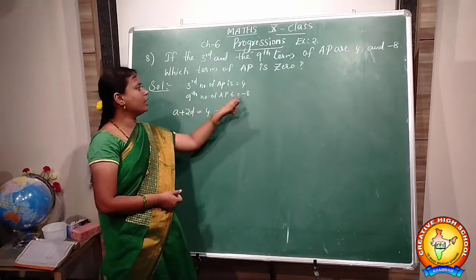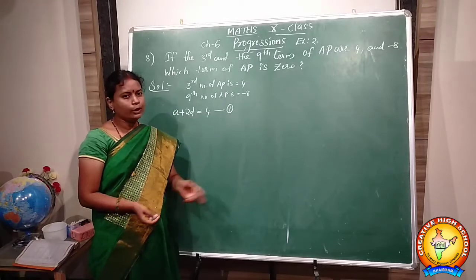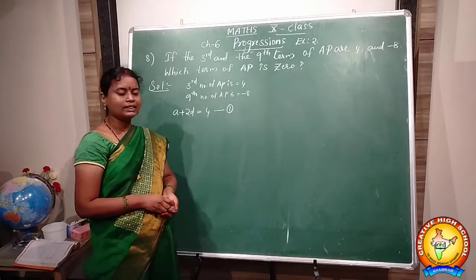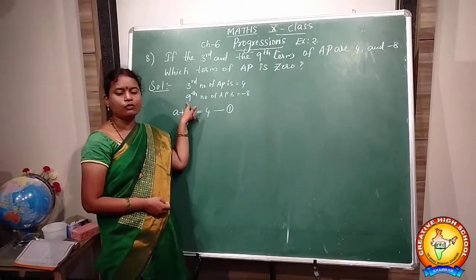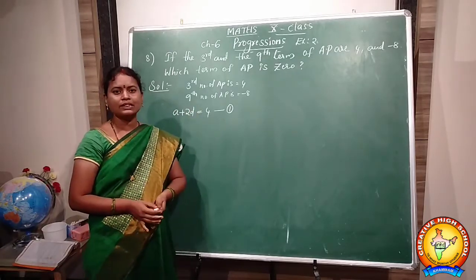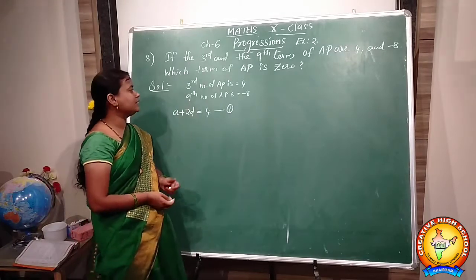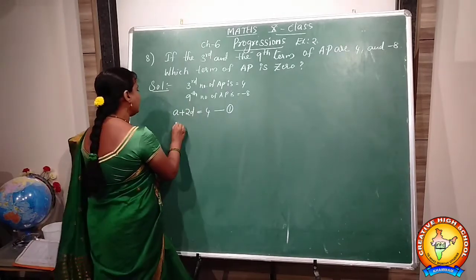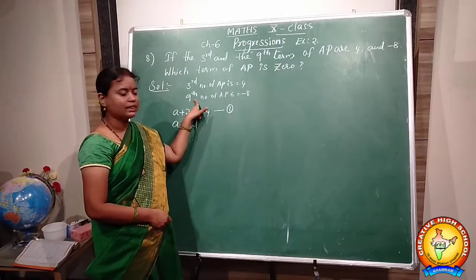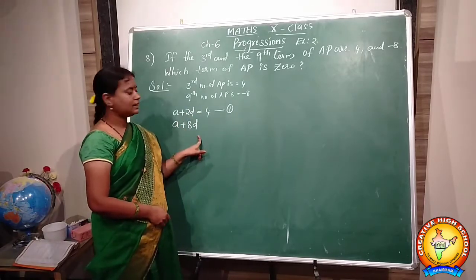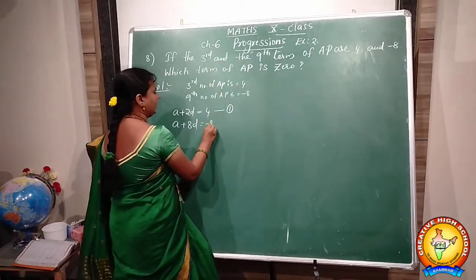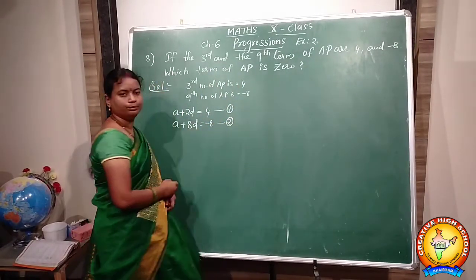Next, the ninth number of AP is minus 8. We don't know that series, but the ninth term of that AP is minus 8. And we also know the formula to find the ninth term in the AP series. To find the ninth term, the formula is A plus 8D. A plus 8D is minus 8. Let us take this as equation number 2.